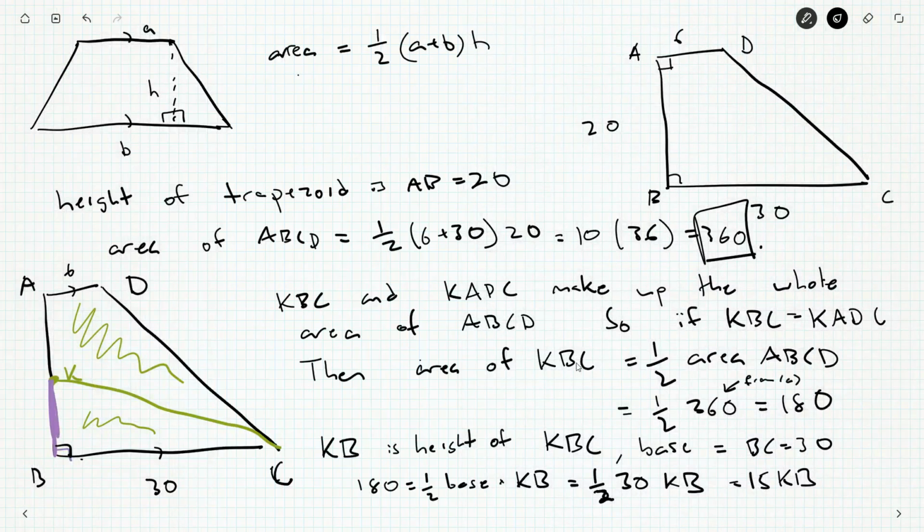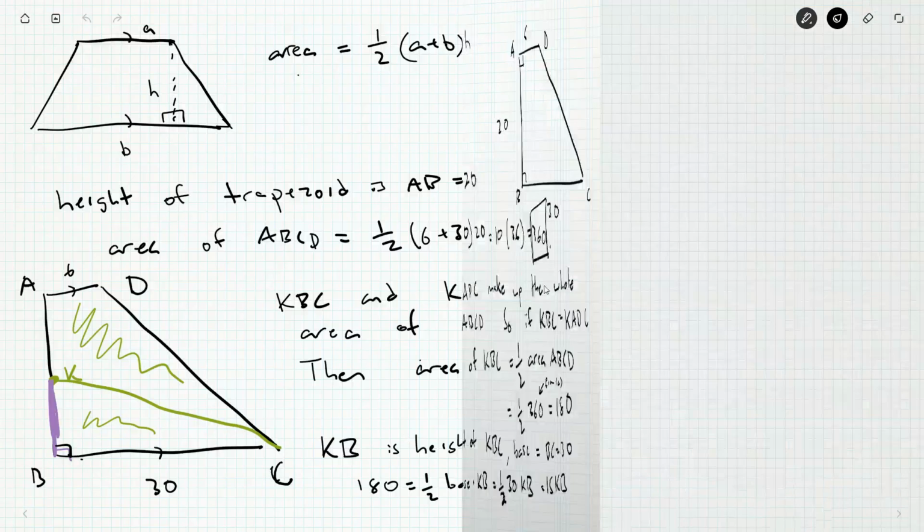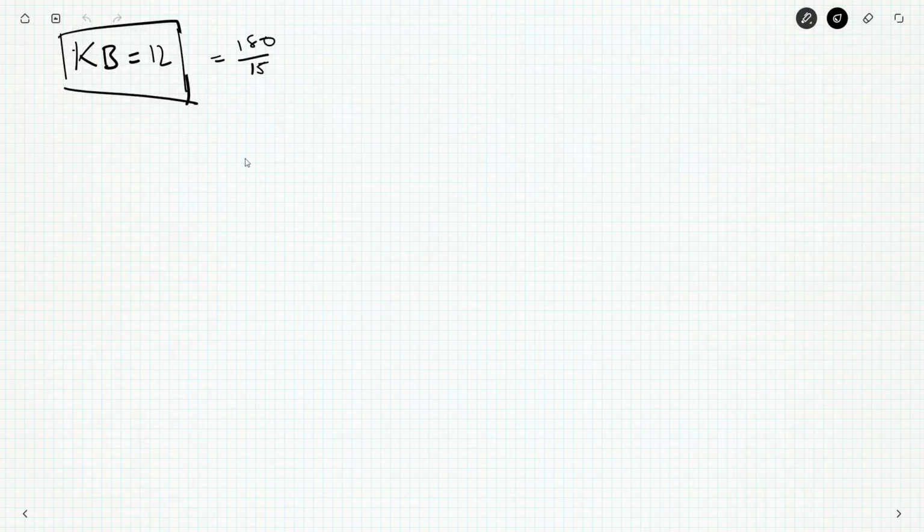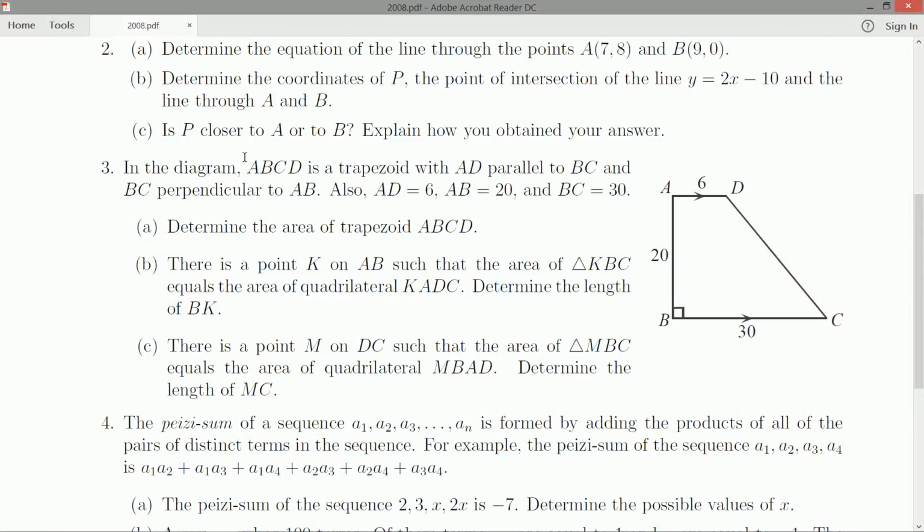So KBC has to have area of 1/2 of ABCD. So that tells us it's 180. We know the base. The length that we want happens to be the height. We're all set. Okay. So our answer is going to be 12. Nothing else to say about B here.